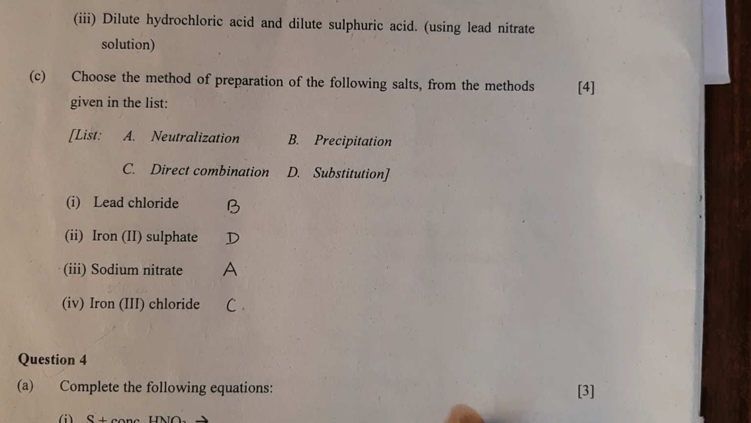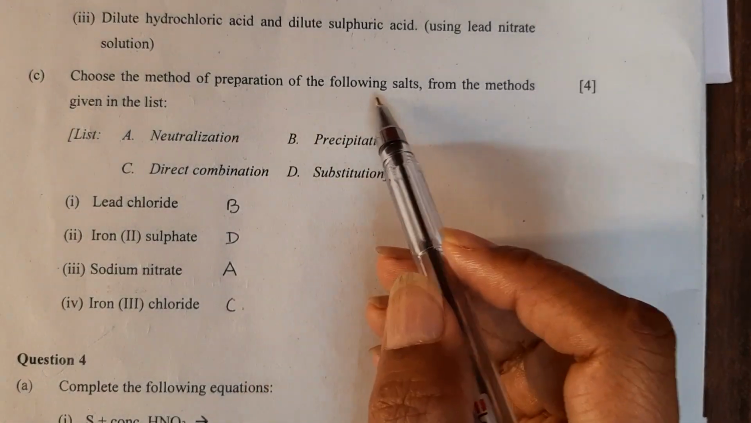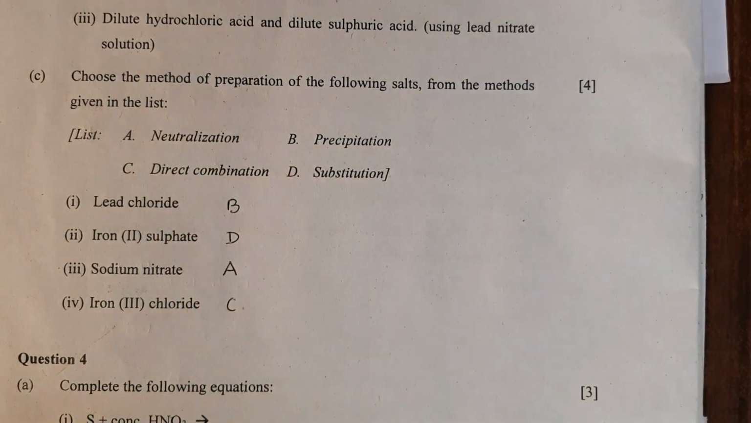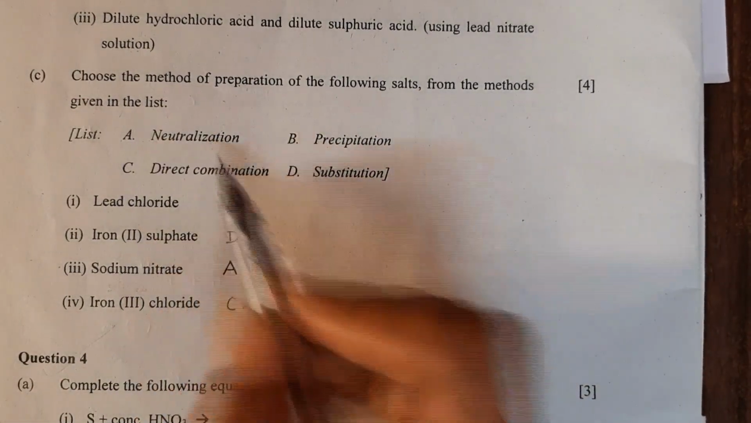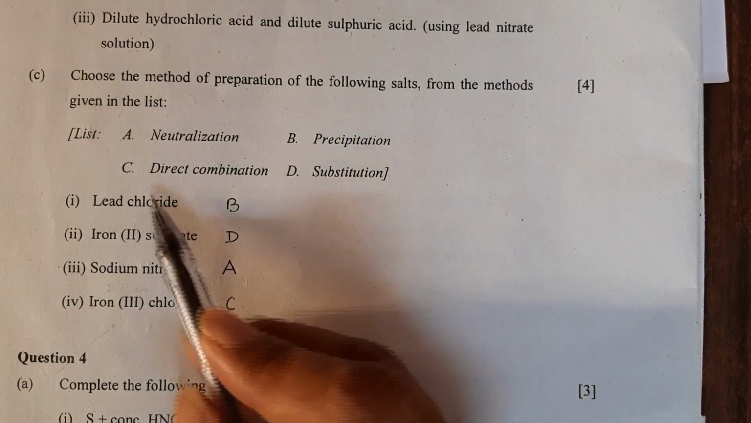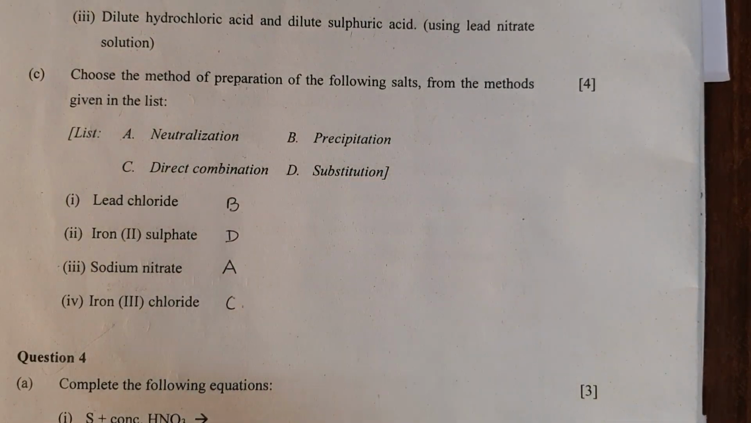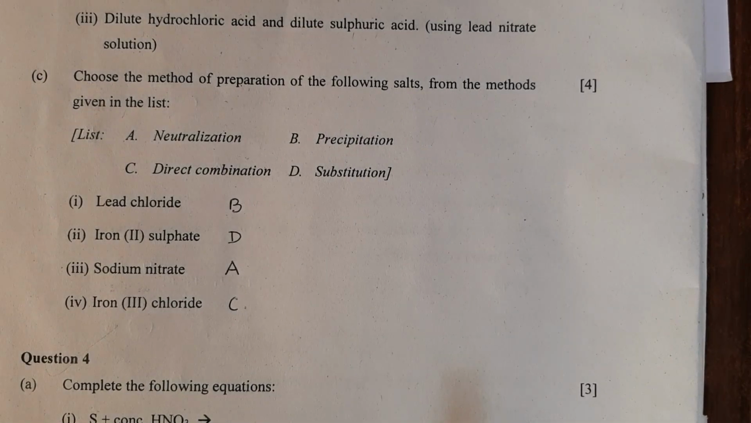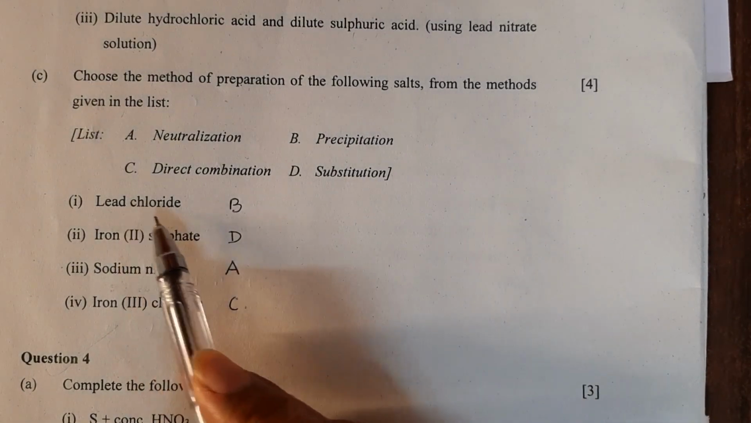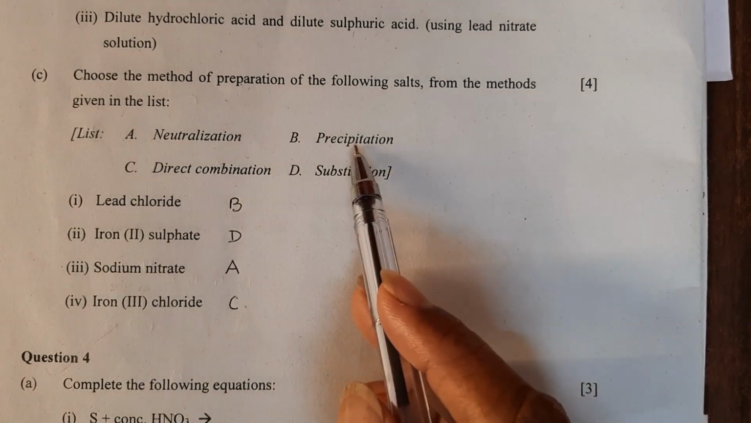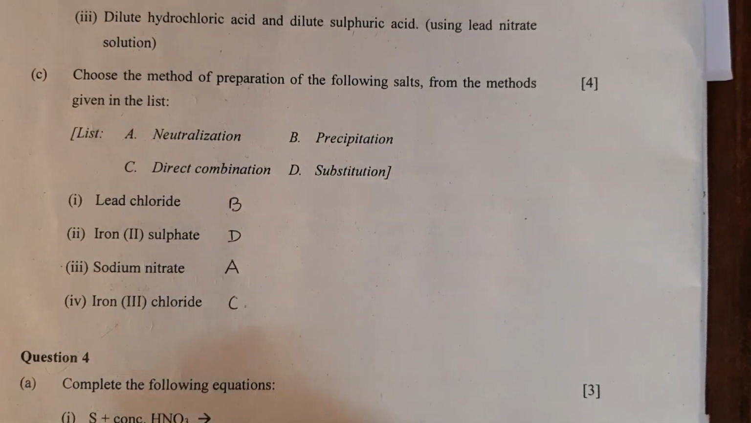Question 3c. Choose the method of preparation of the following salts from the methods given in the list. So we have A, neutralization, B, precipitation, C, direct combination, and D is substitution method. Our first compound is lead chloride. Now lead chloride is insoluble, so it will be a precipitation reaction, so we write here B.